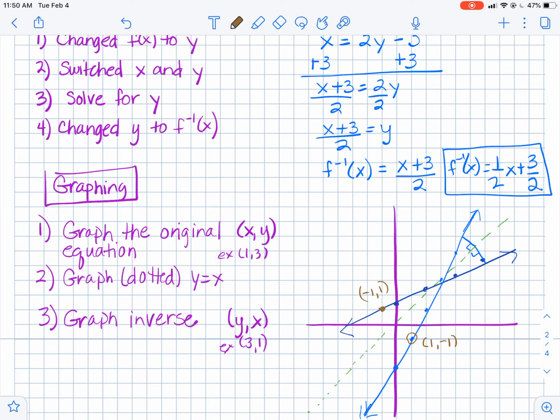The other would be like this one, which is 0, negative 3. If I come over here to negative 3, 0, that should be a point. So it does look like it is the reflection. Okay? So that is checking inverses by graphing.